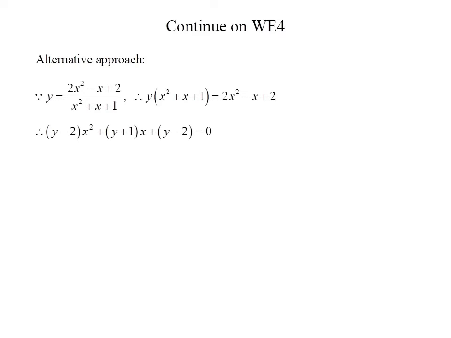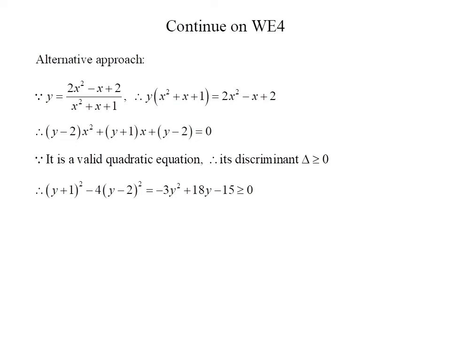Here we continue work on example 4. There's another alternative approach to find the range of this function. What we do is to rearrange the function and simplify it as a quadratic equation where y is regarded as a parameter. Since the function has a value, the quadratic must be valid. Therefore, its discriminant must be greater than or equal to 0.